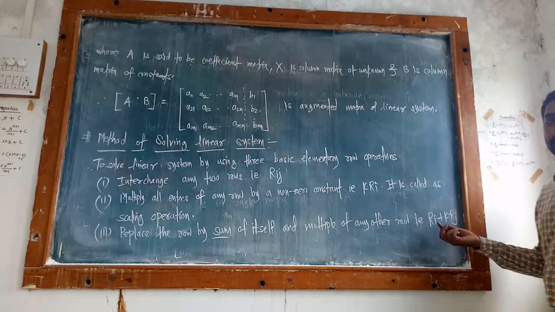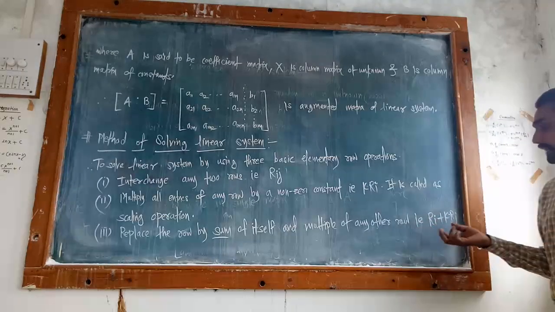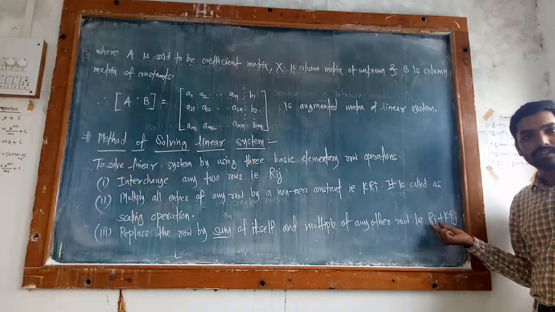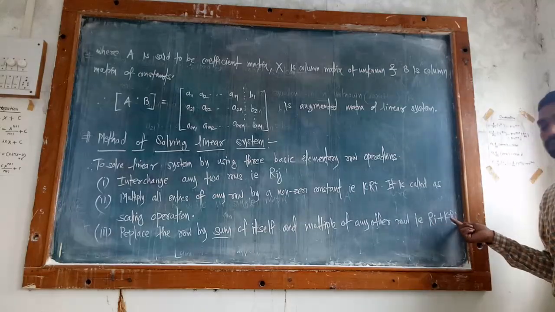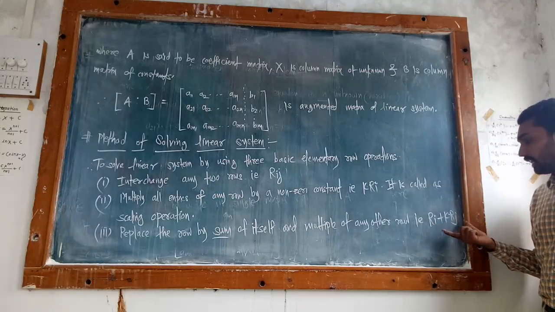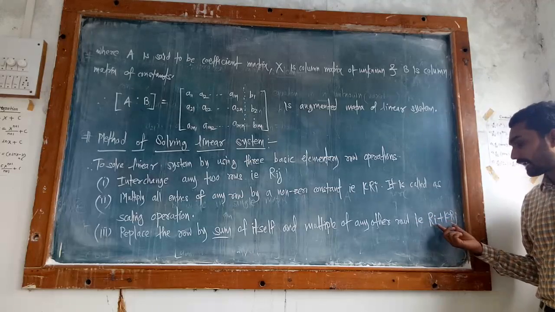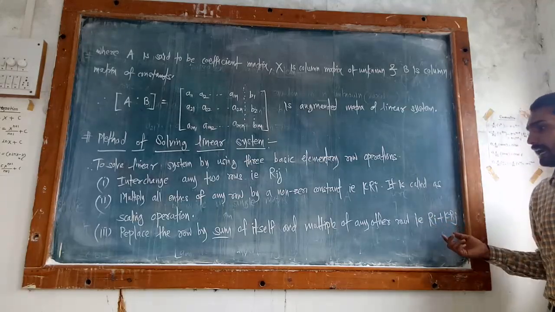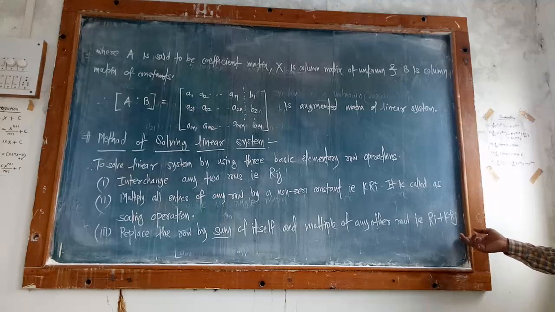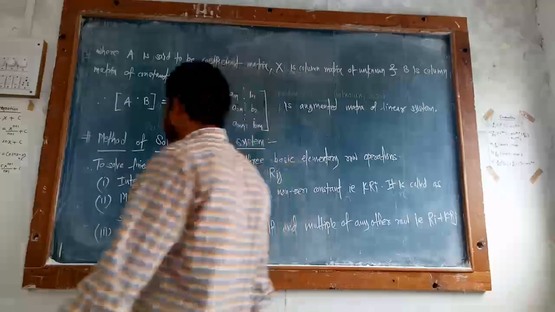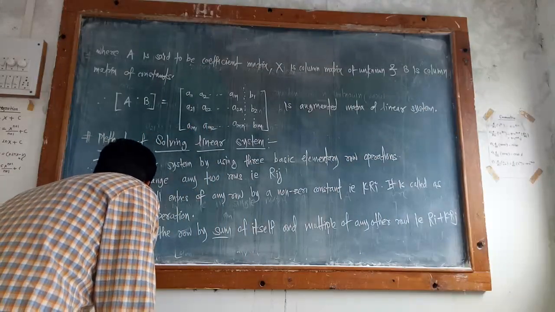What is your row operation? We can replace any row Ri, this is your own row, plus a scalar times another row, that is row Rj. We just replace the row by Ri plus kRj. Okay, and this row operation is also called the replacement operation.